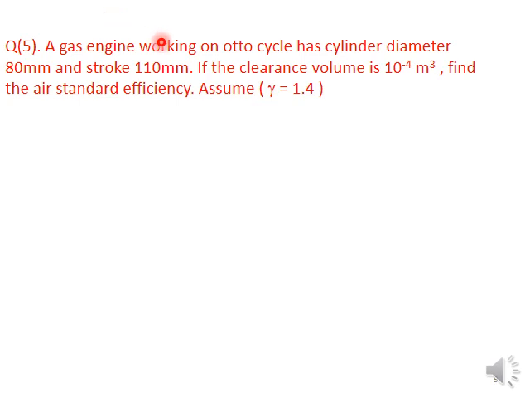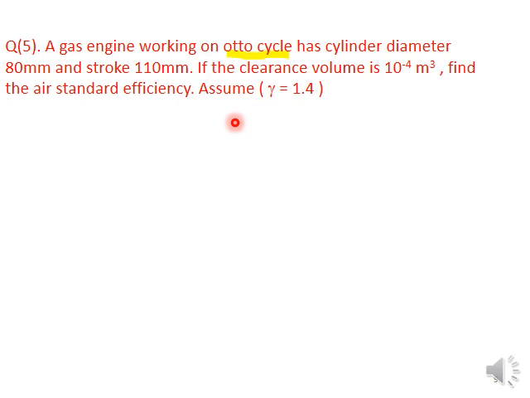So here what is given? Given it is an Otto cycle, so I am highlighting that. What is the problem here? Otto cycle problem only, and they gave the cylinder diameter. So diameter of the cylinder is 80 mm and the stroke is 110 mm, which is nothing but the length of the stroke, and the clearance volume 10 to the power of minus 4 meter cube. Find the air standard efficiency of Otto cycle. We all know that the air standard efficiency of Otto cycle is equal to 1 minus 1 divided by r power gamma minus 1.